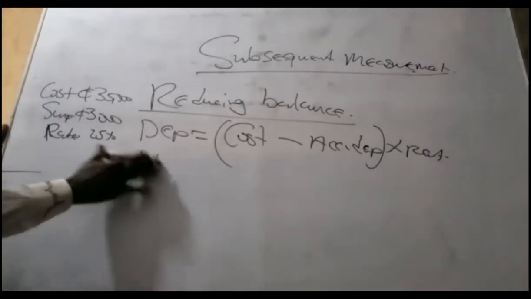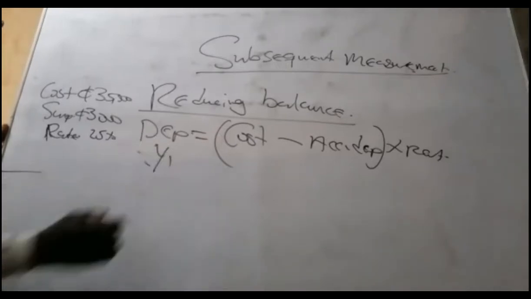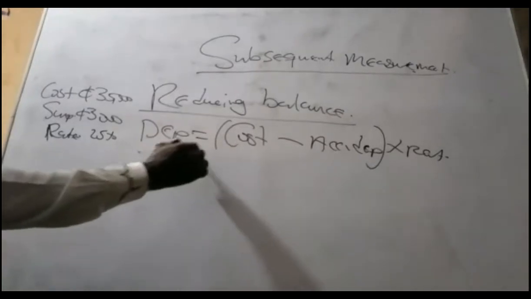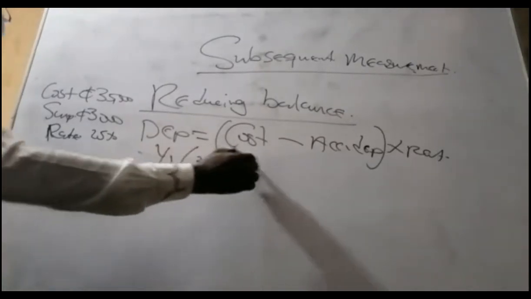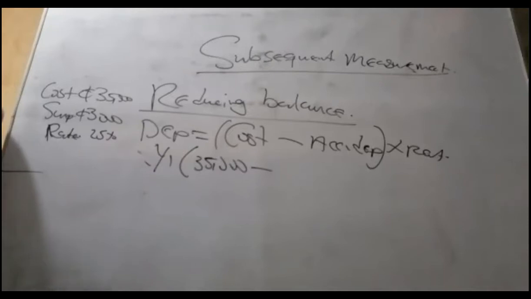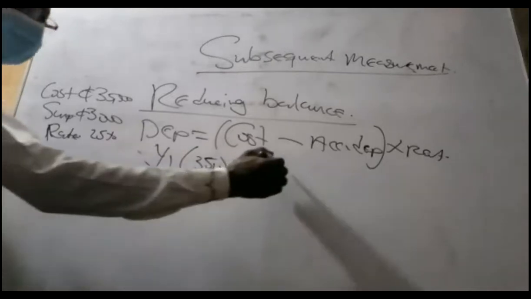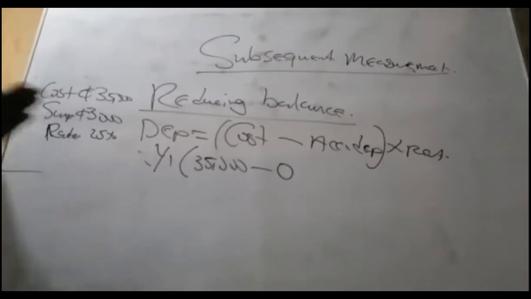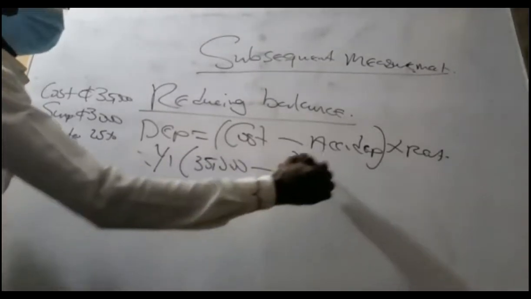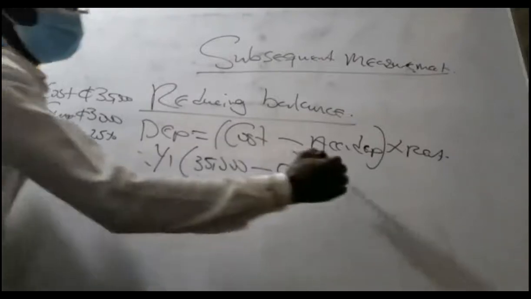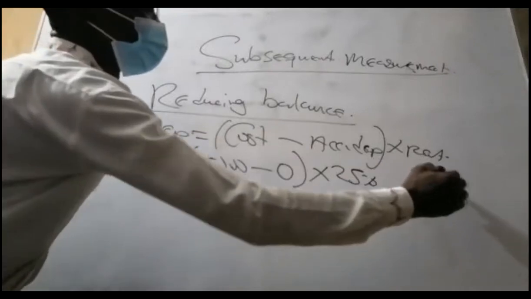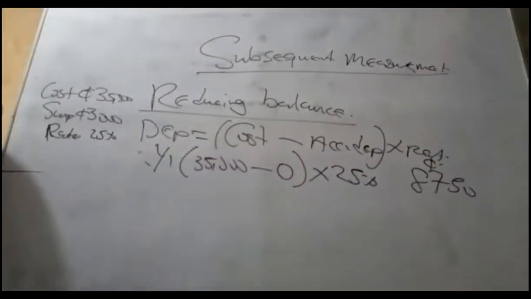So for year one, depreciation will be the cost of the asset, which is what? 35,000. What is the accumulated depreciation for year one? Zero, because no depreciation has been charged. This is our first time charging depreciation, times the rate of what? 25%. And that'll give us 8,750. That's the depreciation for the first year.